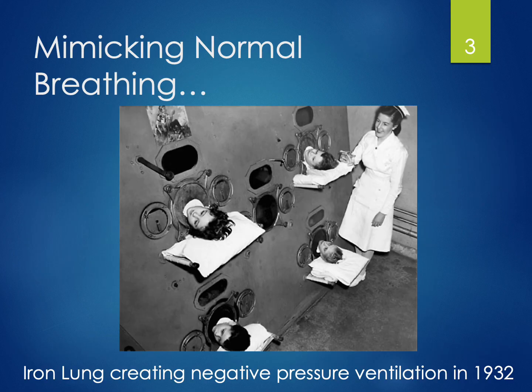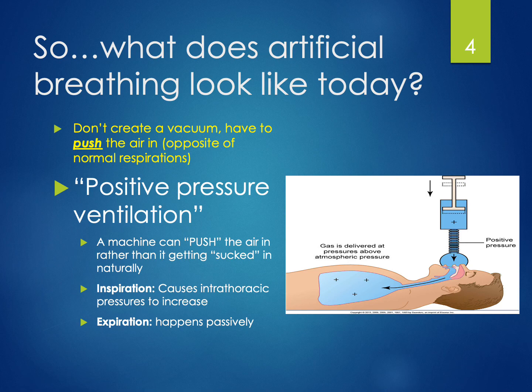So if a patient needs support to breathe, if they need help and they need a mechanical ventilator, how do we mimic this normal negative pressure breathing? Well, back in 1932, the iron lung was created to do just that. Patients were placed in this large device to create negative pressure ventilation. However, negative pressure ventilation is no longer being used in modern ICUs. You can imagine a number of issues with this machinery and how there would be a number of barriers to providing care.